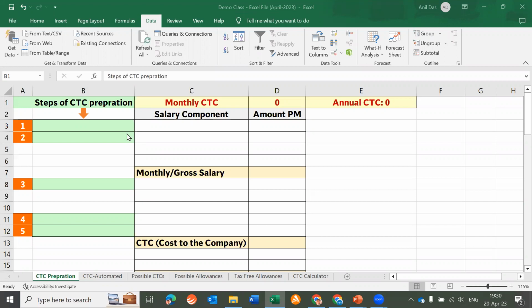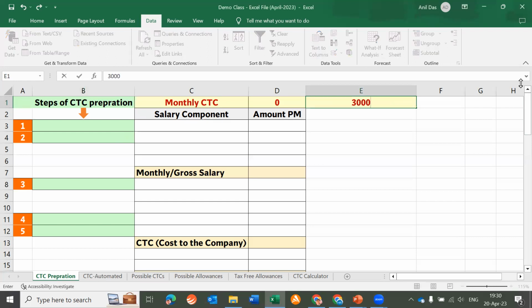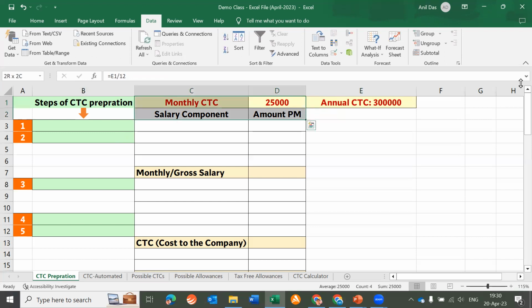So, whatever steps which we have seen, we would be following that. Let's try to decide an annual CTC. Let's take a smaller figure. I have taken an annual CTC of 3 lakhs for this person. If 3 lakh is the annual CTC, the monthly CTC would be 25,000 per month. Now we would be designing the breakup of 25,000 per month CTC.